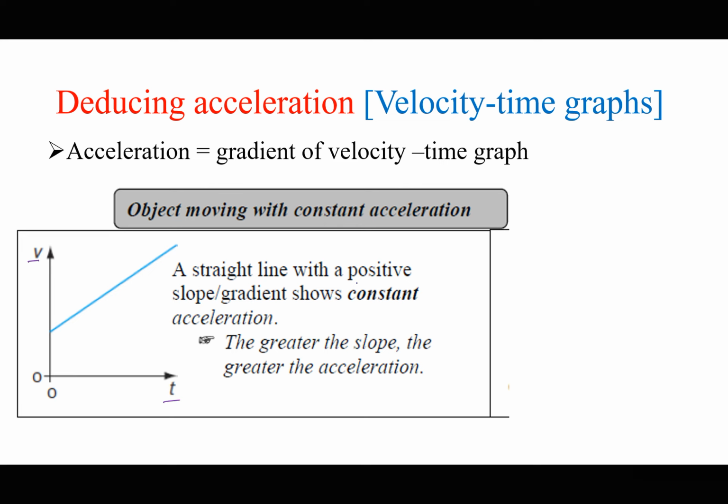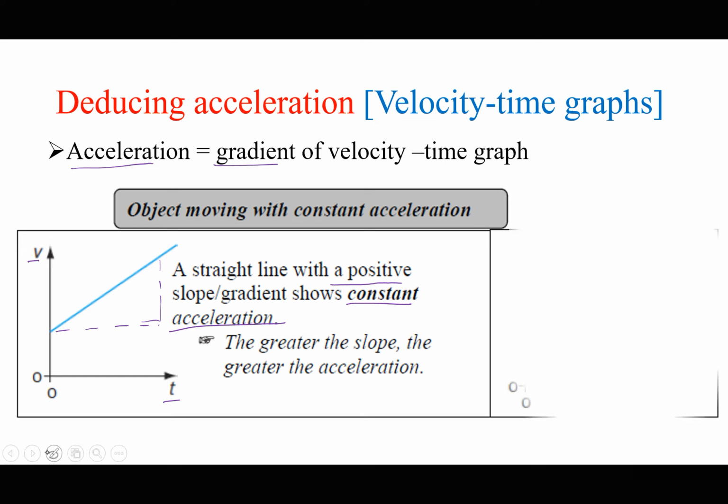So a straight line with a positive gradient shows a constant acceleration because the acceleration is the gradient. If I try to find the gradient of this line, it is going to be constant and positive. So a straight line with a positive slope shows constant acceleration. If we have two lines, the one with a greater gradient should therefore have the greater acceleration.